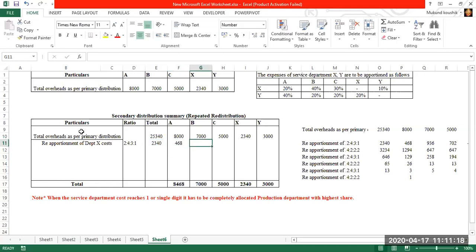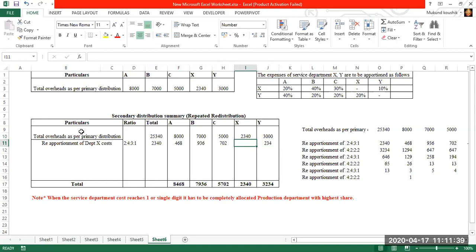So we are getting 468. For department B, it will be 2340 into 4 by 10. For department C, it will be 2340 into 3 by 10. And for department Y, it will be 2340 into 1 by 10.